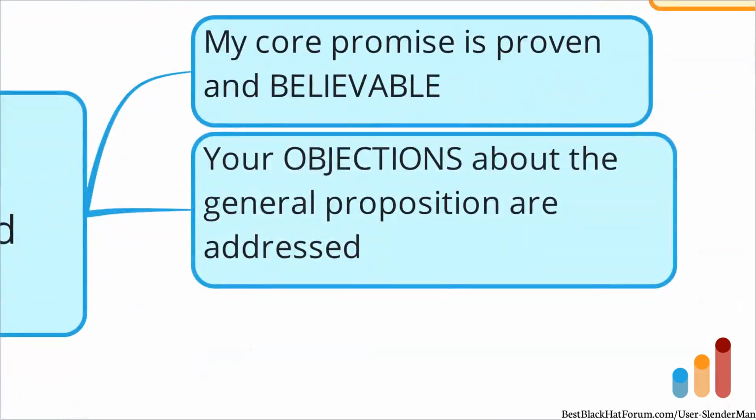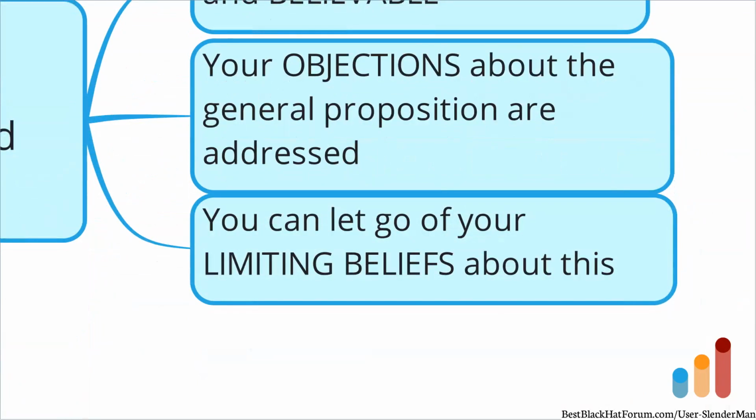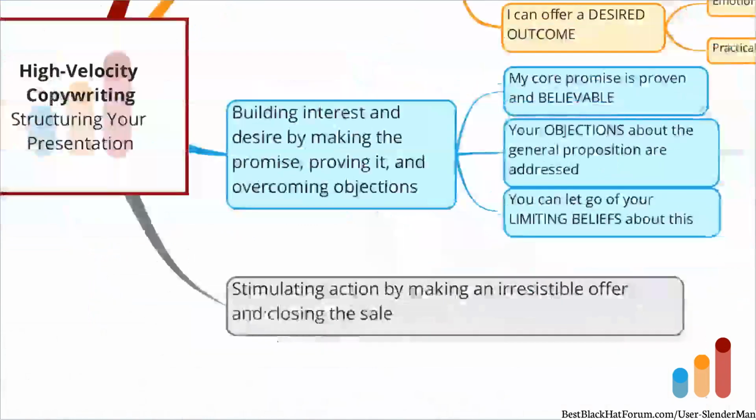Your objections about the general proposition are addressed. And in a previous training, we talked about general objections versus personal objections. And here we're talking about the general objections about the proposition being adequately addressed such that they feel comfortable moving forward. And then you can let go of your limiting beliefs about this. They have specific limiting beliefs personally about whatever it is that you are presenting, and you have to help them move beyond those if they are going to take action, which is what we get to next.